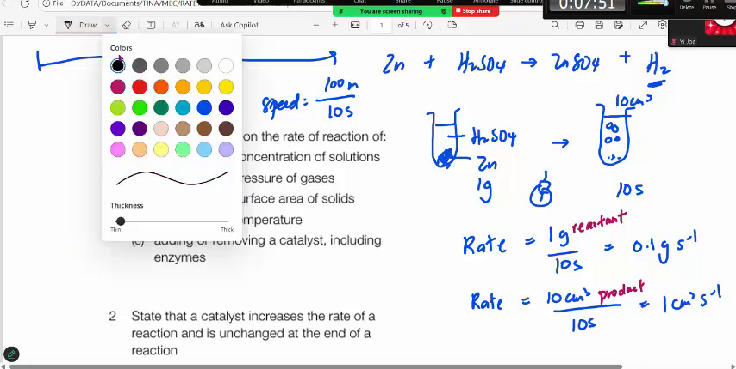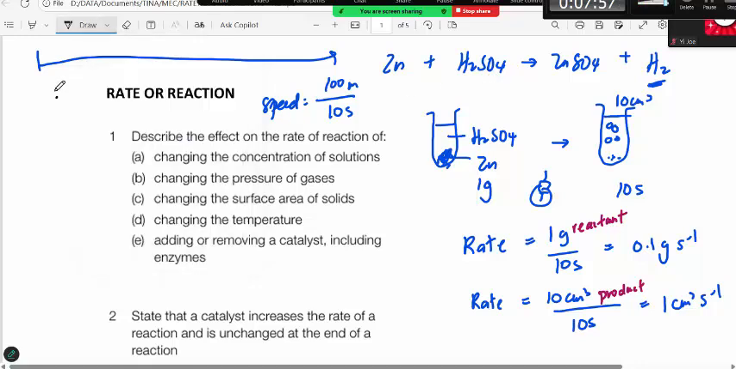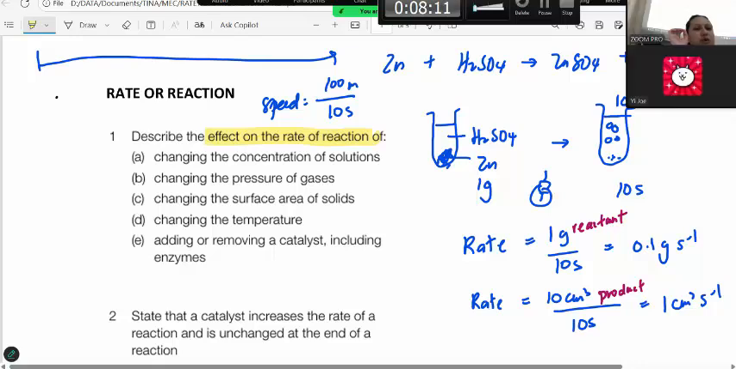Now, sometimes a reaction can be faster, sometimes a reaction can be slower. Correct or not? So, what is it that affects the rate of reaction? pH level. Okay, so there's only five. So we work around these five, right? Concentration, pressure, particle size, temperature, catalyst.